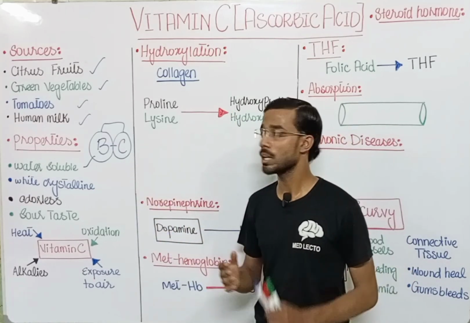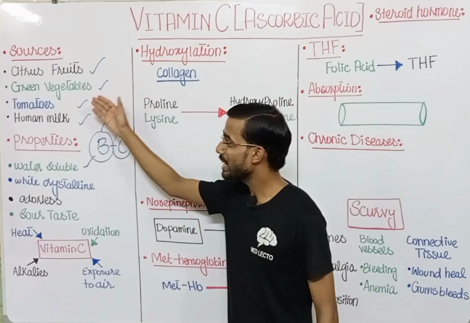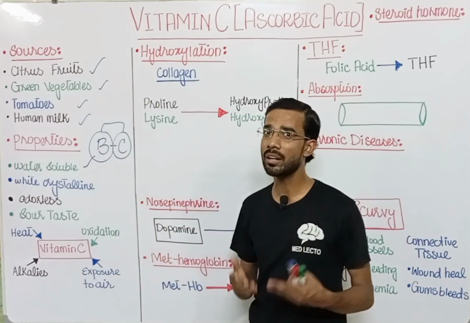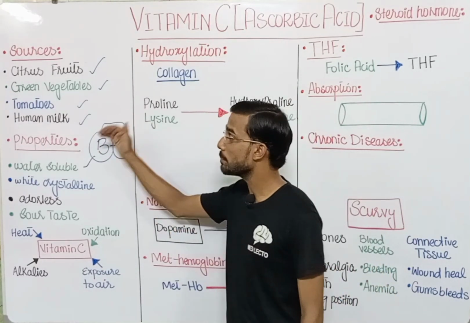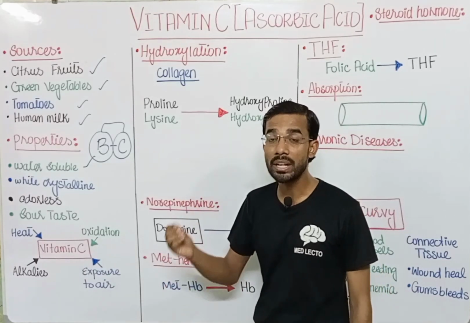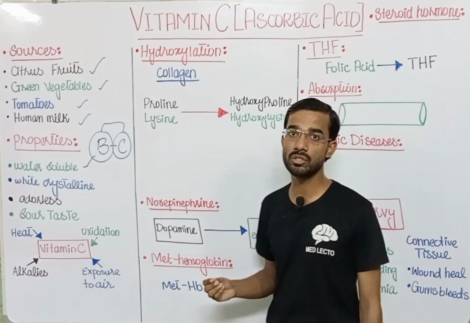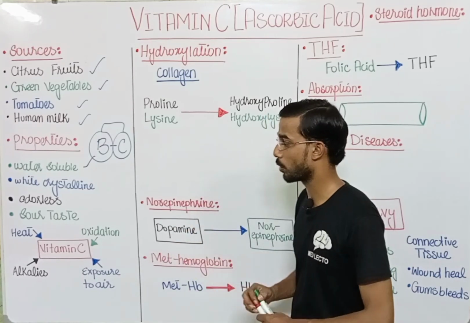So the question is, citrus fruits are sour in taste, that's fine, but green vegetables and human milk are not sour. So the composition of the milk and the green vegetables decreases the sourness of these compounds. So that's very important.